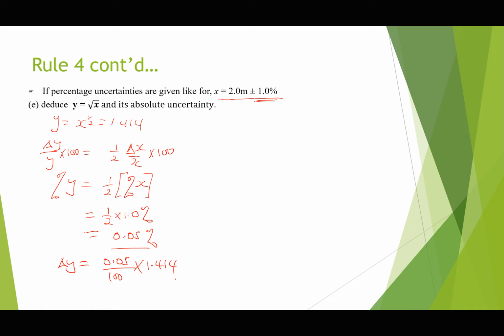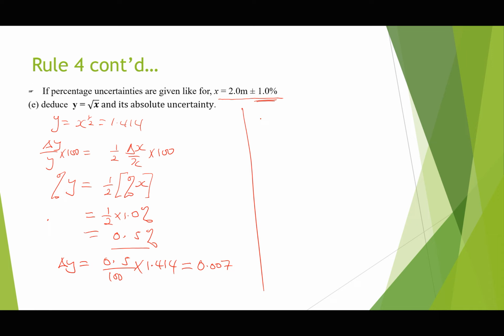Is that 0.05? Not really. That is 0.5, I guess. This is 0.5. So it is 0.5 times 1.414 divided by 100, and this is giving me 0.007 to one significant figure, of course.